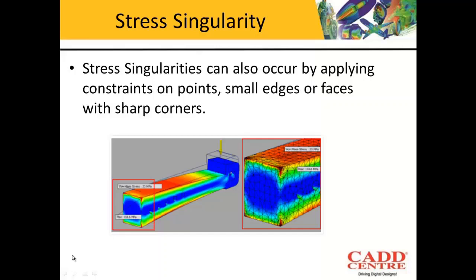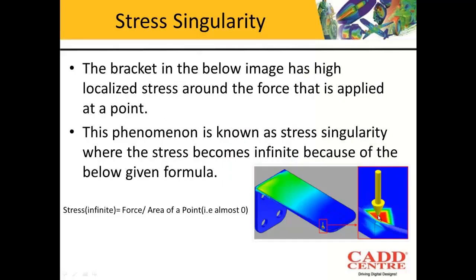Now let us understand what these reasons are. Stress singularity can occur when you are applying constraints on points, small edges or faces with sharp corners. Okay, now look at this example over here. We have a force which is acting at this point over here. Now the stress formula is force upon area. So the value of the force upon the area on which it is acting.